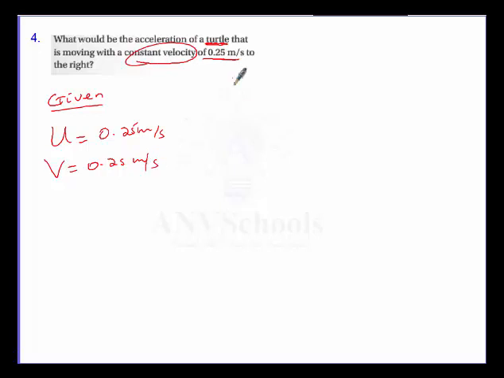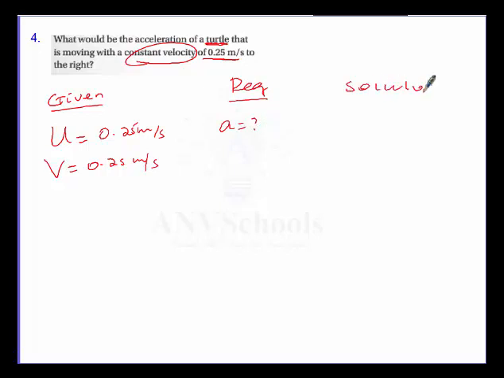Let's move on. Example number 4. What will be the acceleration of a turtle that's moving at a constant velocity? Here we know that the initial speed u is 0.25 meters per second, and the final velocity is also 0.25 meters per second, because it's traveling at a constant velocity. We are asked to find the acceleration.